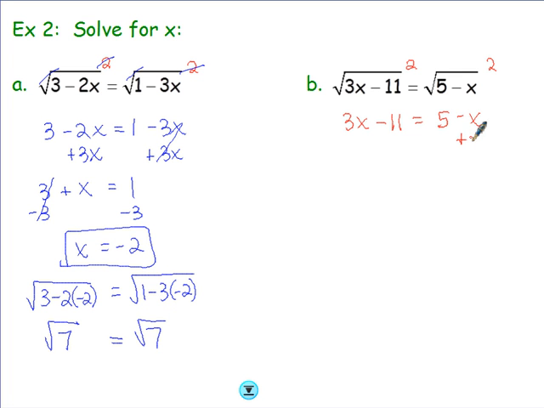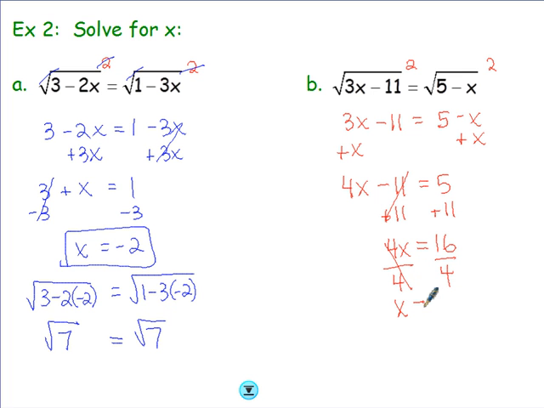We're going to add this x over here. So we get 4 x's minus 11 equals 5. We're going to add 11 to both sides. So we get 4x equals 16. We're going to divide both sides by 4. That leaves us with x equals 4.